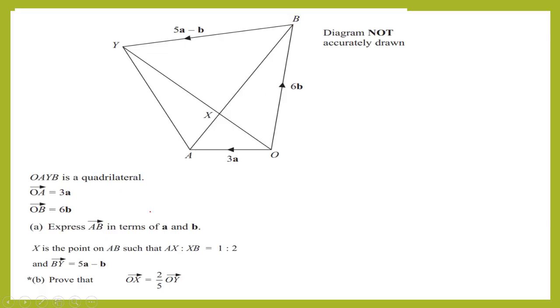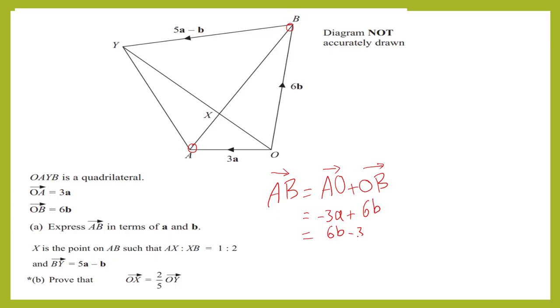If I want to find AB, the starting is A and the ending is B, so we'll go through AO, then add it to OB. So AO is negative 3a plus OB is 6b, so it can be written as 6b minus 3a. So this is the first part. We got AB now. Then I need to find this one.